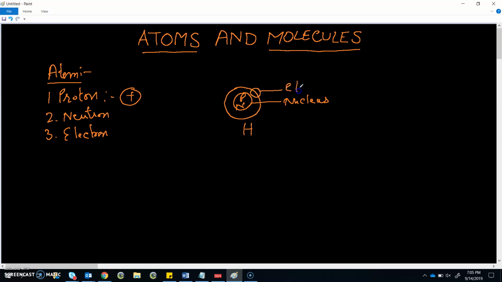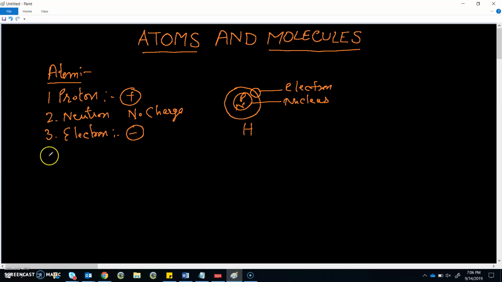This electron revolves around the nucleus. Protons are positively charged and these are present inside the nucleus. Electrons are negatively charged and these electrons revolve around the nucleus. But neutrons have no charge. These are present inside the nucleus. Number of electrons and number of protons are always equal.